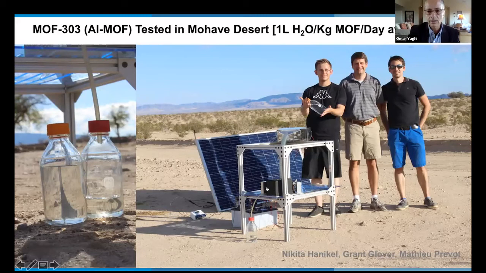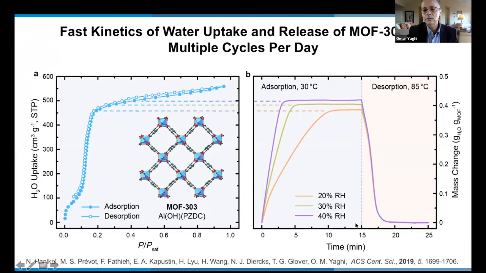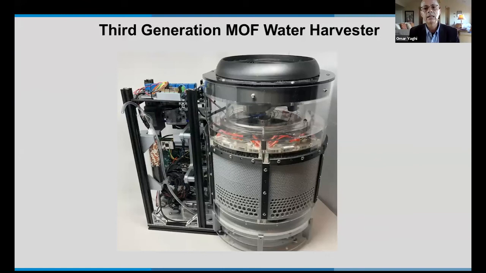Well, it turns out that the MOF takes up water, as I said, at very low humidity, but then it takes it out. You see here that at 85 degrees, the water can be taken out of the pores completely within the course of 5 minutes. So this allows you to then really do many, many cycles during the day. And so this is the latest prototype that we have been working on.